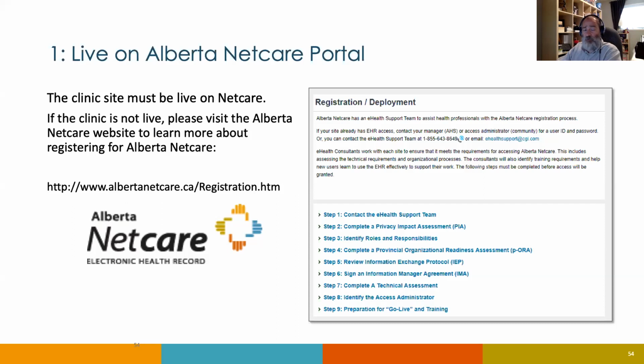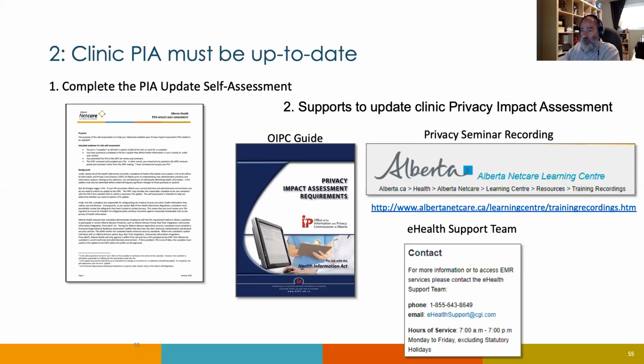First of all, being live on Alberta Netcare. If a clinic's not live on Alberta Netcare yet, I would strongly encourage them to contact eHealth Support Services through the Netcare website and get the process started. The clinic's PIA must be up to date, and here's where a lot of clinics are feeling nervous about CI CPAR and the process of getting on board. A lot of clinics are not up to date on their PIA, and they're not exactly sure how to go about it. So we've tried to create some resources for them, and there's a fair amount of resources out there, and we're working on creating some more.